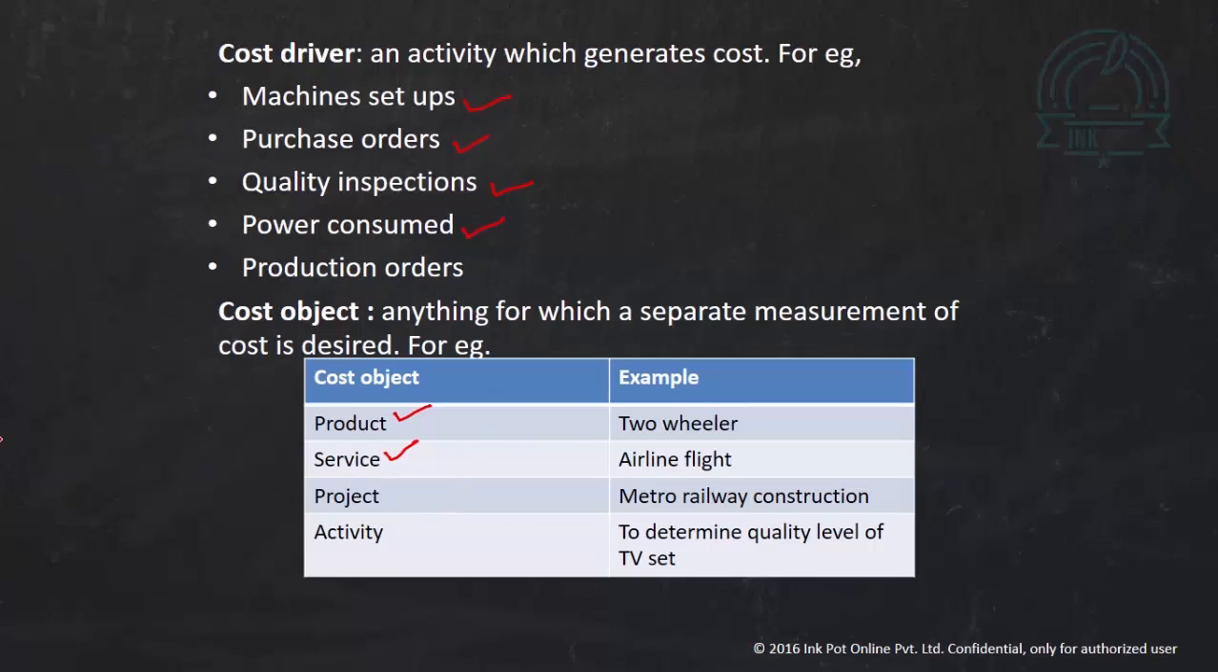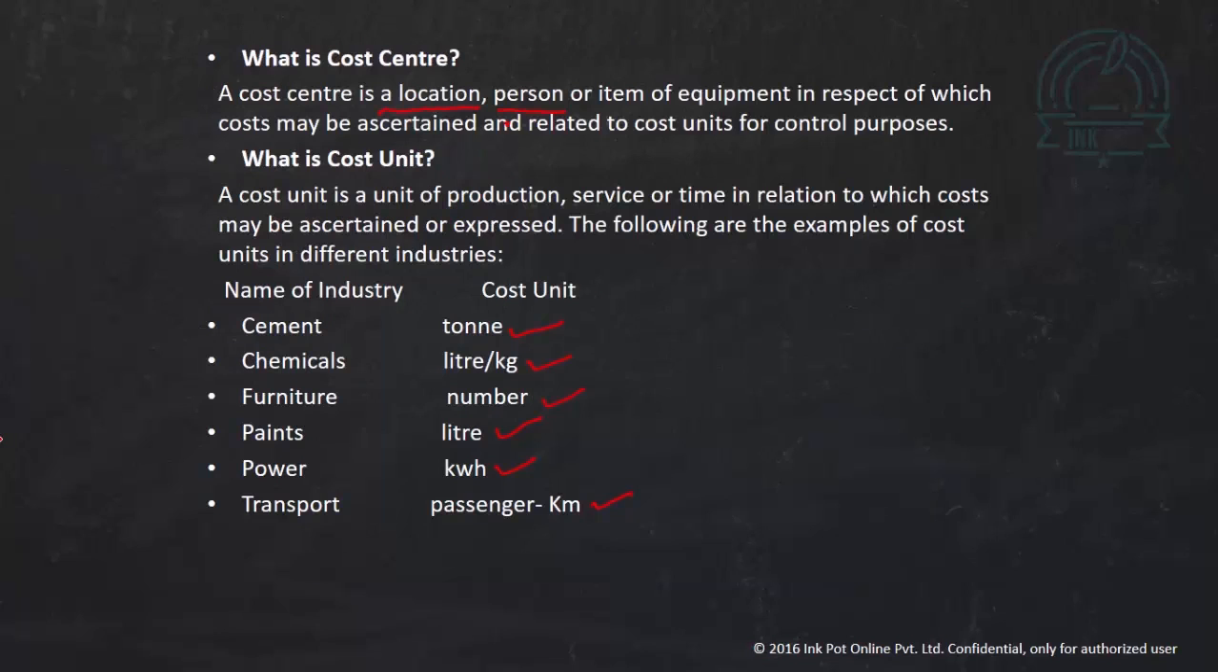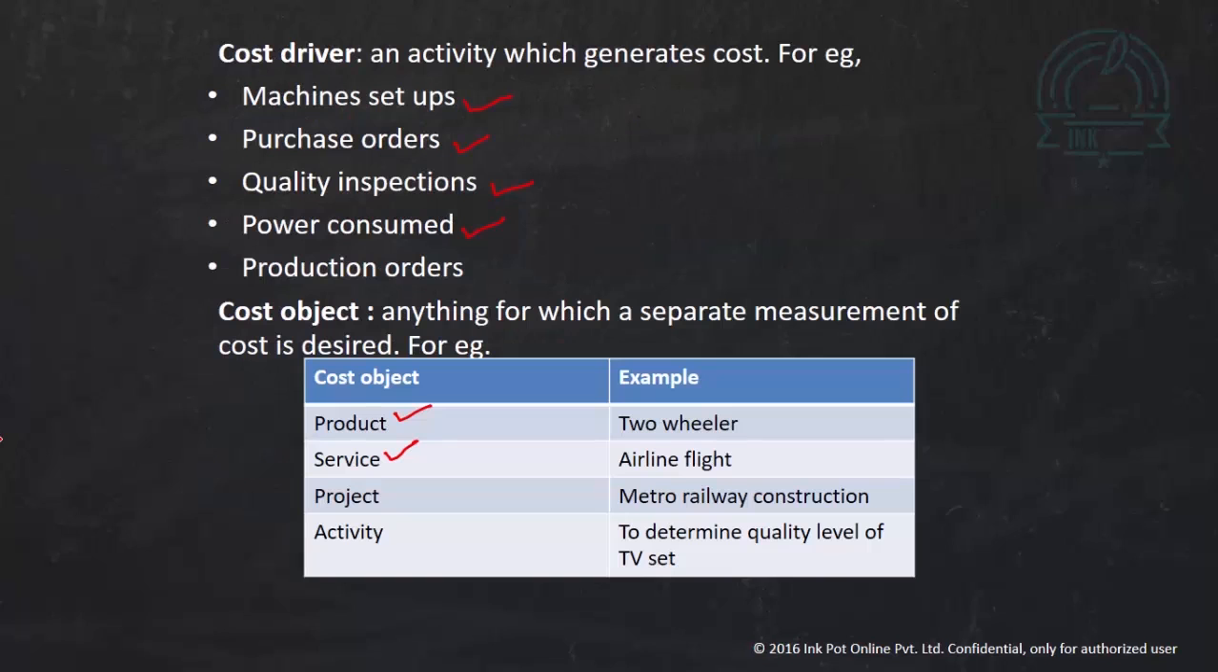Now we have discussed earlier the word cost center. Cost center means that for which we are calculating the cost. Cost object again is something for which cost is being calculated. So what is the difference between cost center and cost object? I mean, cost center versus cost object. So let me make it clear.